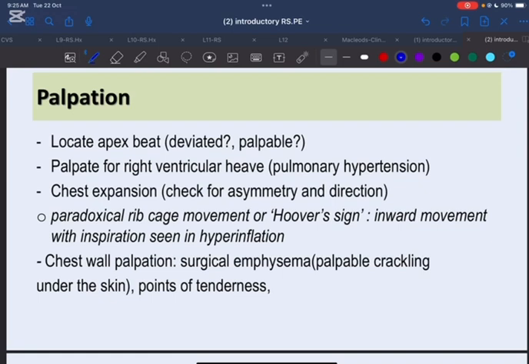Maybe loss of volume, massive loss of volume. Good. Pneumothorax, pleural effusion, collapse. Good. So all of these might affect the expansion. So still we are in the exam.